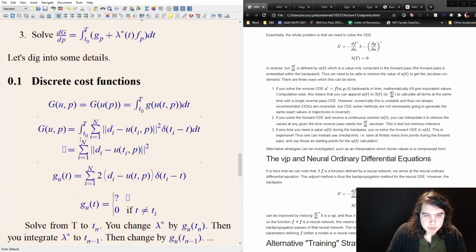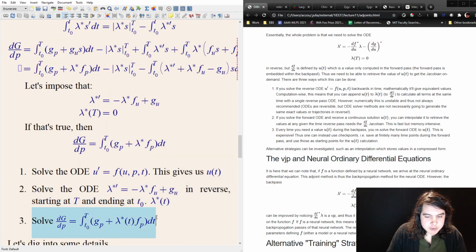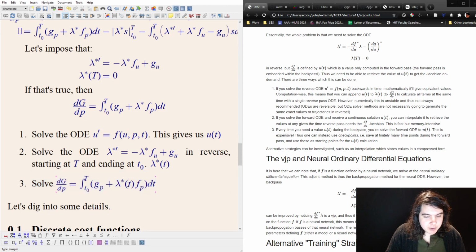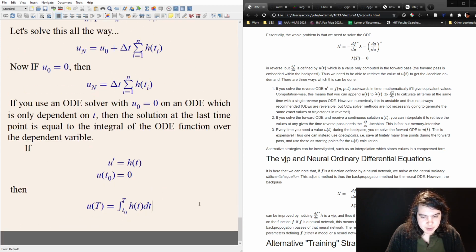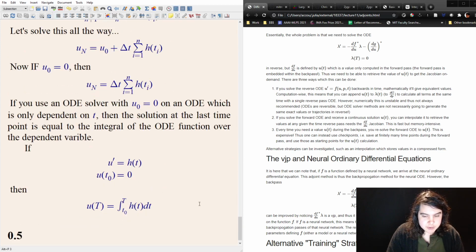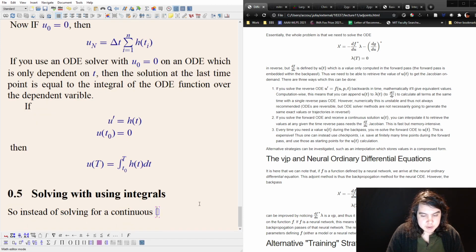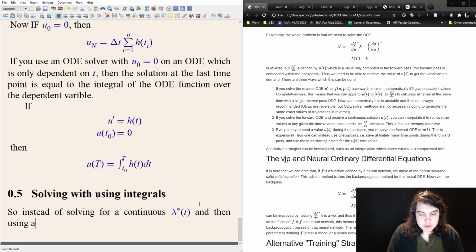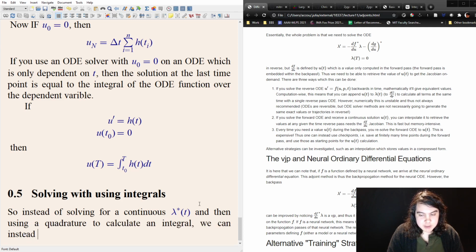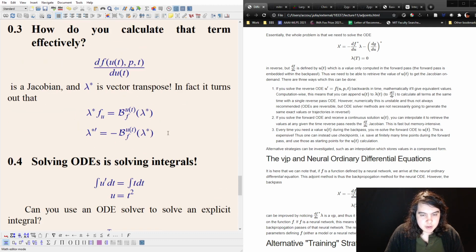Well, remember that when we're doing this adjoint method, we then need to solve this integral. Well, this integral is something only dependent on t if you know lambda. So the trick here is solving without using integrals, right? Instead of solving for a continuous lambda asterisk of t, and then using a quadrature to calculate an integral, we can instead solve.